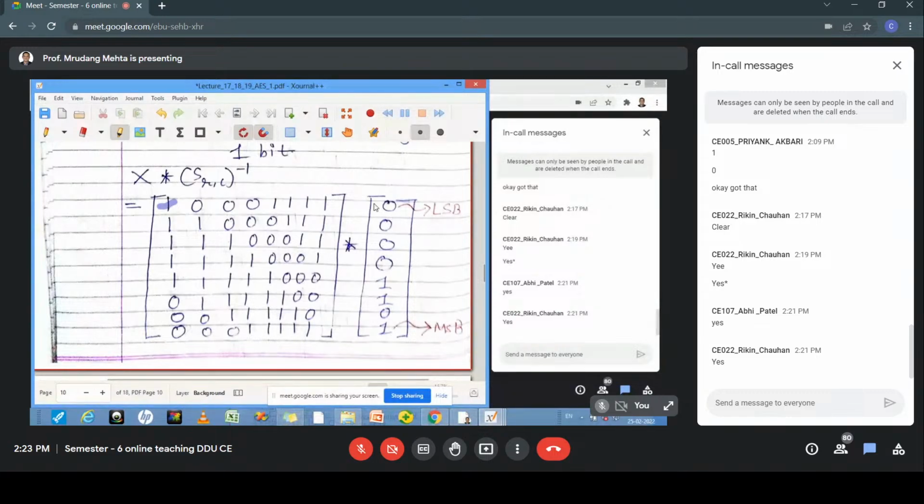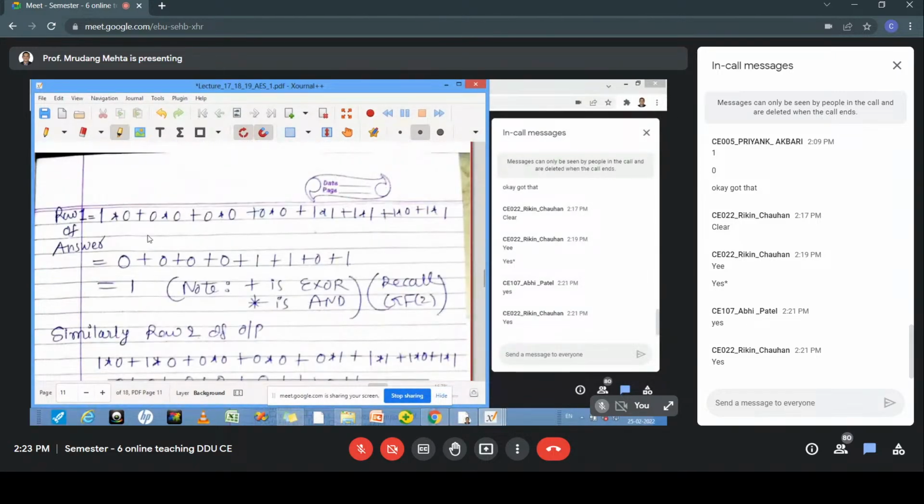1 multiplied by this 0 plus 0 multiplied by this 0 plus 0 multiplied by this 0 plus 0 multiplied by this 0 plus 1 multiplied by this 1 plus 1 multiplied by this 1 plus 1 multiplied by this 0 plus 1 multiplied by this 1. So when you perform this addition, remember that this addition is XOR.